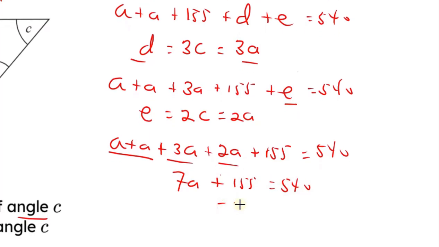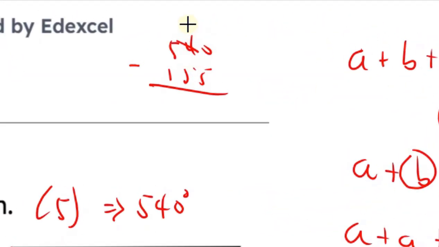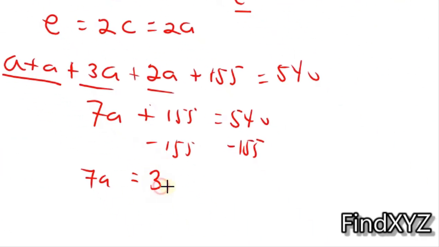Then I can subtract 155 from both sides of the equation. So I have 7A. 155 minus 155 will give us 0. 540 minus 155. I can borrow 1 from this. Then I have 3 here. Then I have 10 now because this is at the tens column. So 10 minus 5 will give us 5. Now I have 3 minus 5. That is not possible. So I borrow 1, remaining 4, I add it to this. That is also 13. 13 minus 5 will give us 8. Then 4 minus 1 will give us 3. So this will give us 385.